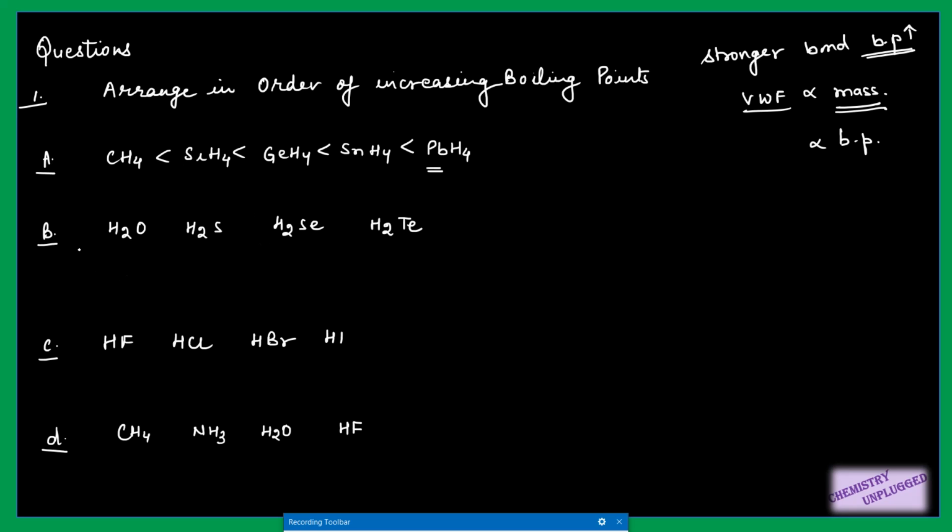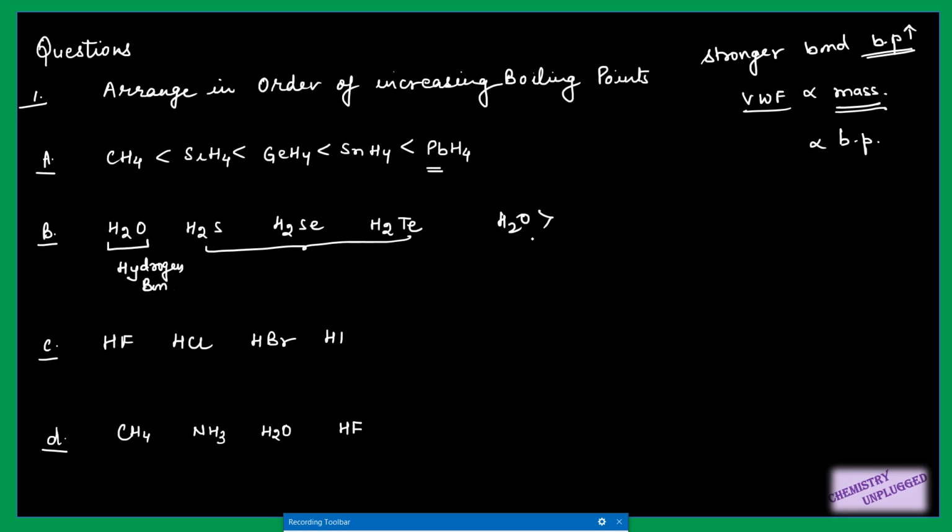Then next we have the oxygen family members, right? You can say hydrides of the oxygen family. Now we cannot apply the same thing here because we have water here and it will show hydrogen bonding. So we can apply the theory of van der Waals forces for these three, right? And we know that hydrogen bonding is stronger than van der Waals forces, therefore boiling point will be highest for water. So we have to first separate this one.